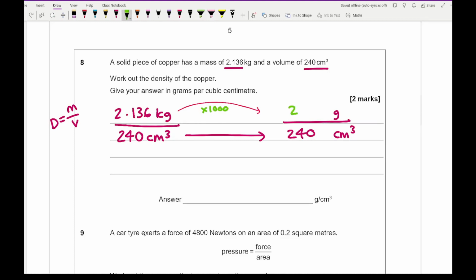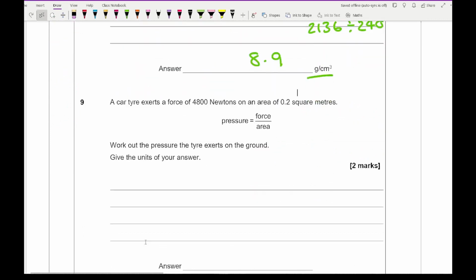So that's going to be 2136 divided by 240. And that's going to give me an answer of 8.9. And again, the units are already written for me, so I don't need to worry about writing them.